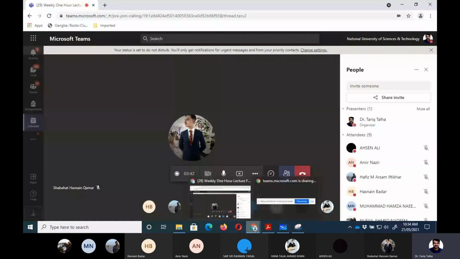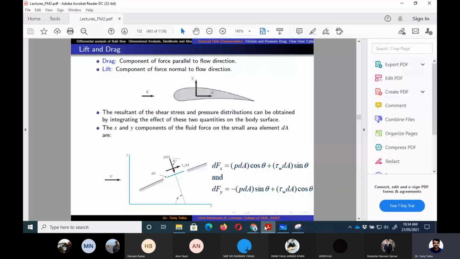In the last class, we started chapter number 9 of your textbook, which is flow over immersed bodies. As we discussed, this chapter is generally about the characteristics of external flow. It means that there is a body placed in a flow field, and the flow is going over it. Chapter number 8 was concerned with internal flows, and this chapter is concerned with external flows.